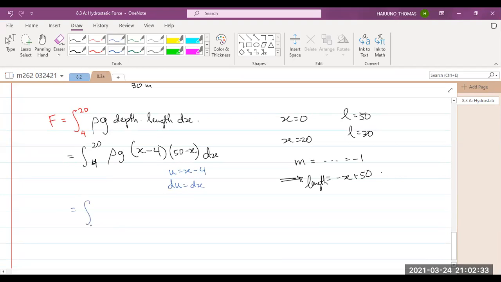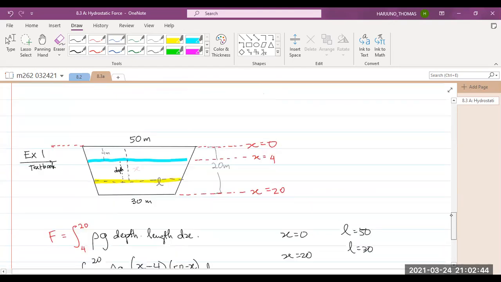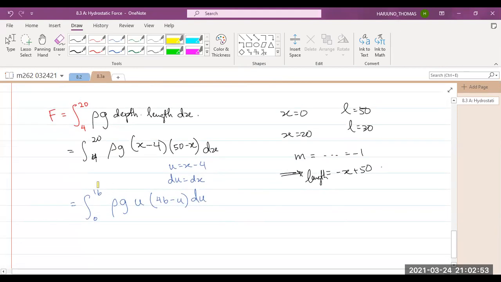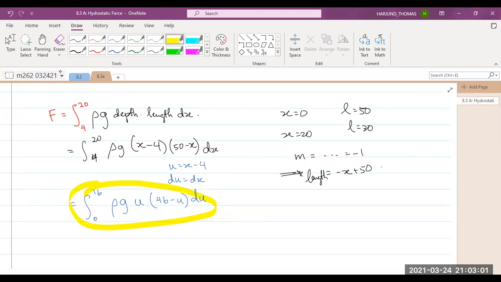My limits of integration will change from 0 to 16. Rho g, this is u, and this will be 46 minus u du. Exactly the same integral we have up there. See, right? So I don't need to compute that. I just need to reform that and confirm, oh yeah, they're the same, right? I will show you the third way after the break.